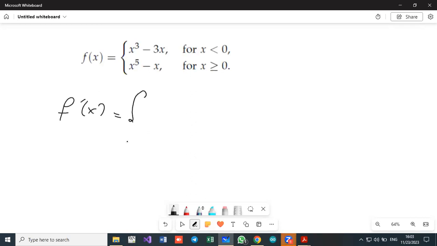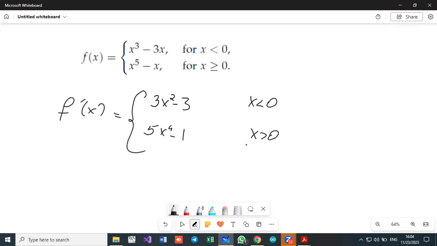Since function f is defined differently for positive and negative x's, we should calculate corresponding derivatives for each of these intervals separately. For x smaller than 0, our derivative is 3x squared minus 3. For x's that are positive, our derivative is 5x^4 minus 1. Right?